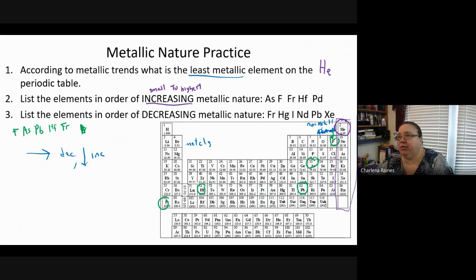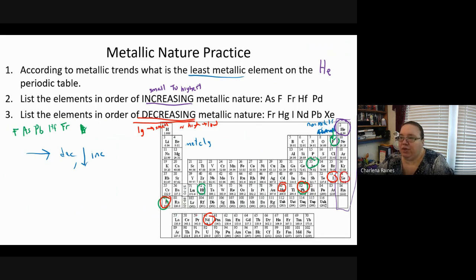So for question number 3, it is saying decreasing order. That means we're going from high to low, or large to small. But I still want to find those elements. So I've got francium, mercury, iodine, Nd, and Pb. I really like picking on lead, and xenon, Xe.